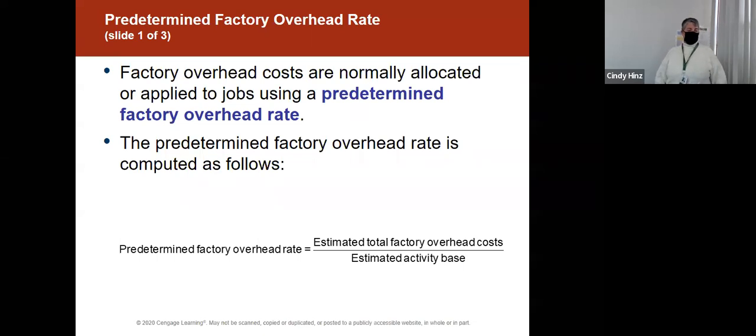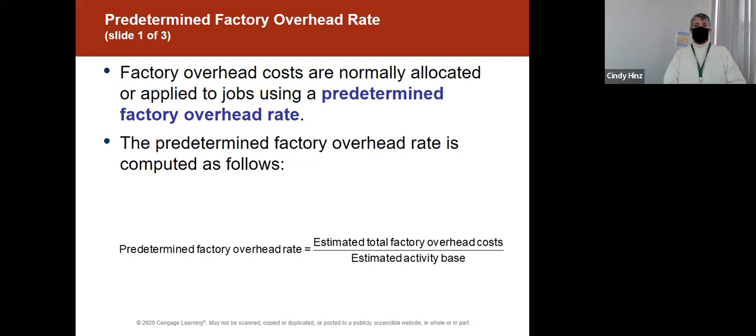This is again part of the summary of what I have for you in Blackboard. After we decide what we're going to use as our activity base, the first thing we have to do before we even start work is calculate the predetermined factory overhead rate. Predetermined because it's calculated before we start the period. This would be based on our budgeted numbers. So the estimated total factory overhead cost means what's in our budget? What do we expect to spend on factory overhead this year? And then we divide that by the estimated level of the activity base.